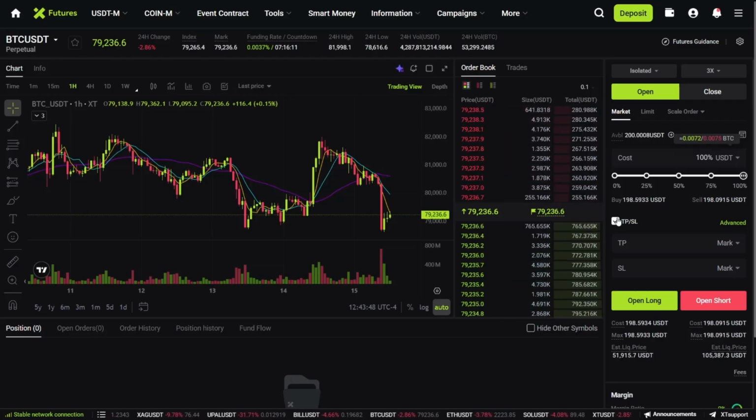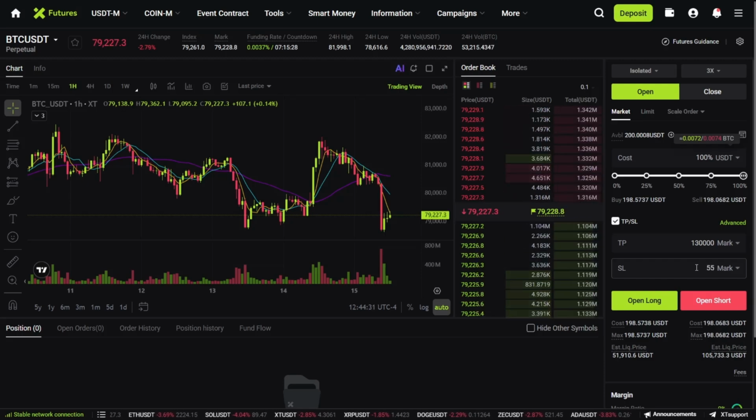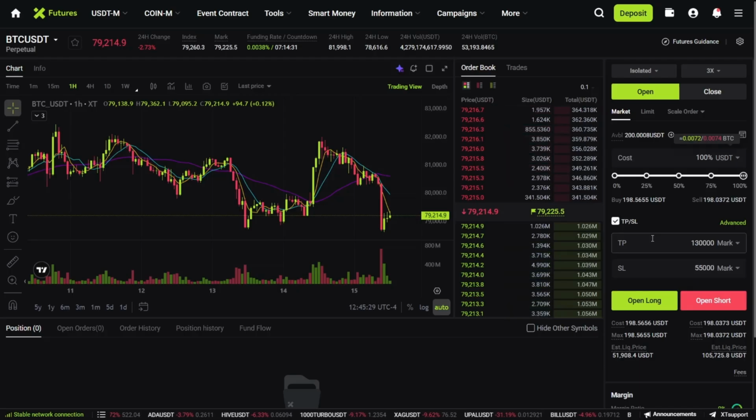You know where you want to take profit, and you know where you want to cut the trade if it doesn't work out. So I'm going to place our take profit price around 130,000. This will mean again that once Bitcoin hits this price, we'll be fully sold out of our position and we will take our profits. On the downside, I'm going to set our stop loss at around 55,000. If Bitcoin reaches this price, again, we will be fully sold out of our position and we will take our losses. This is the simple way to set a take profit and stop loss.